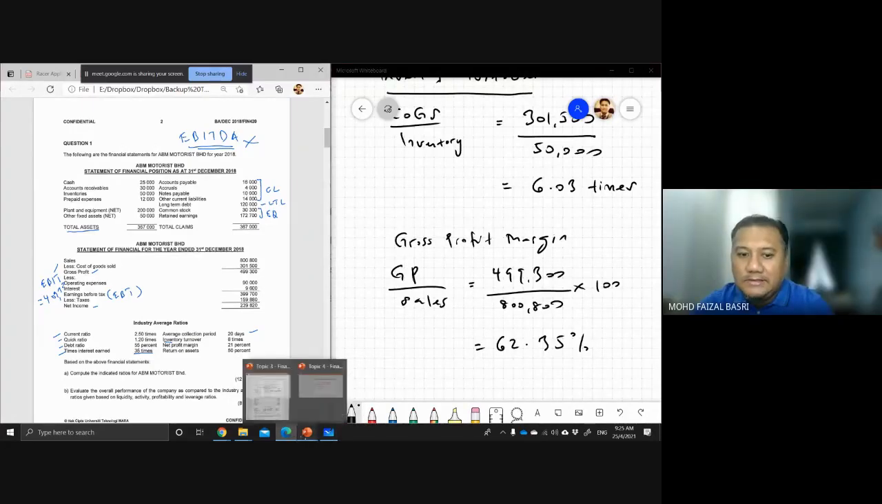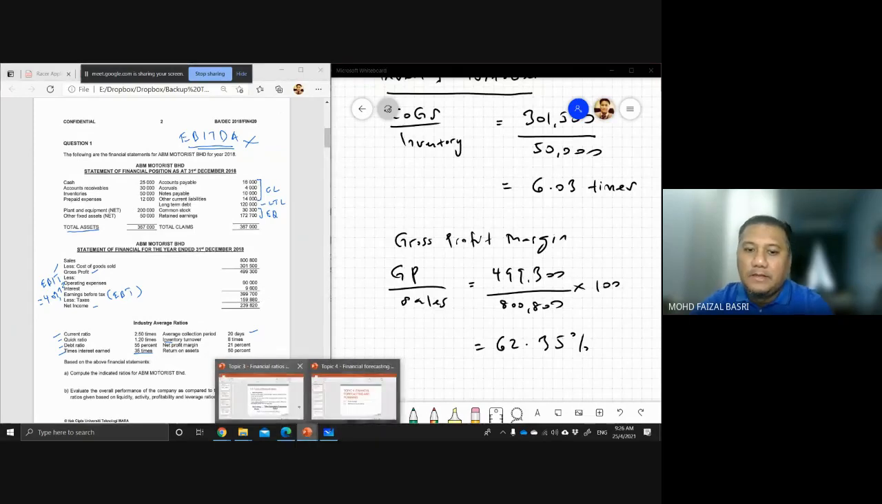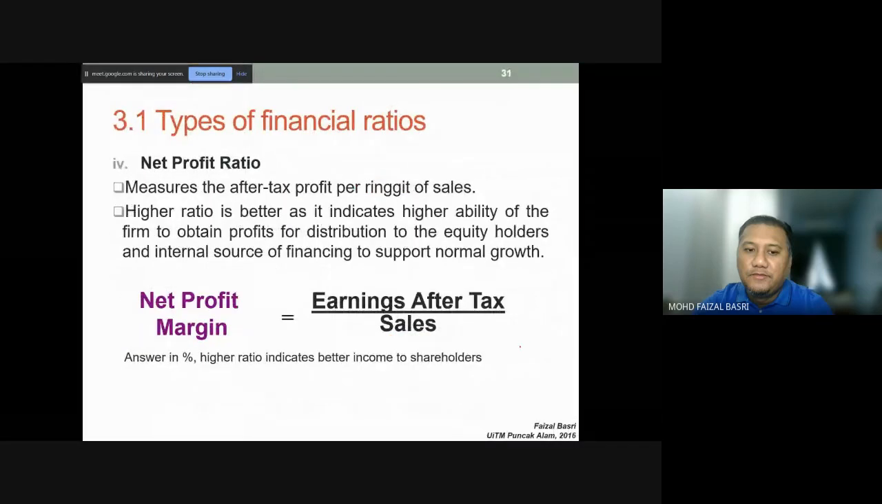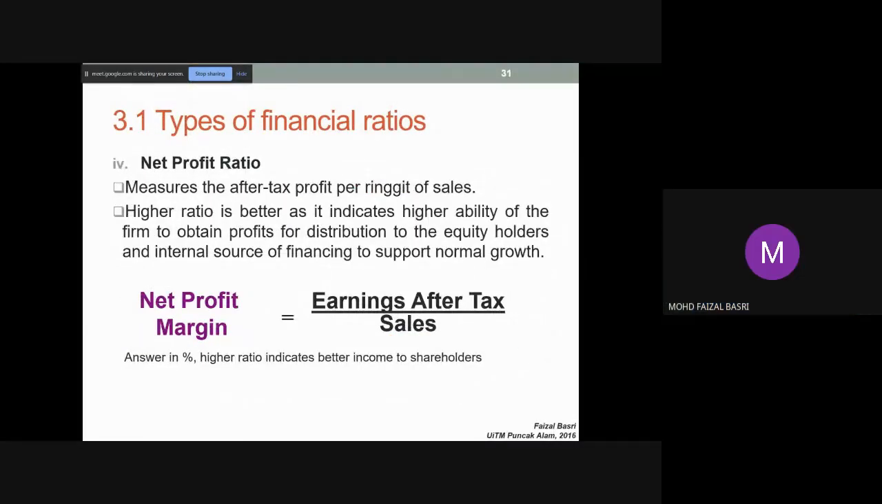Right, so let's move on to the next one, the fourth one. So this is the final margin ratio. Sometimes it's called net profit ratio, or sometimes they use the word margin. Usually we use net profit margin. So this measures after tax. Remember, this is after tax, meaning after we deduct the tax to get the net profit or net income.